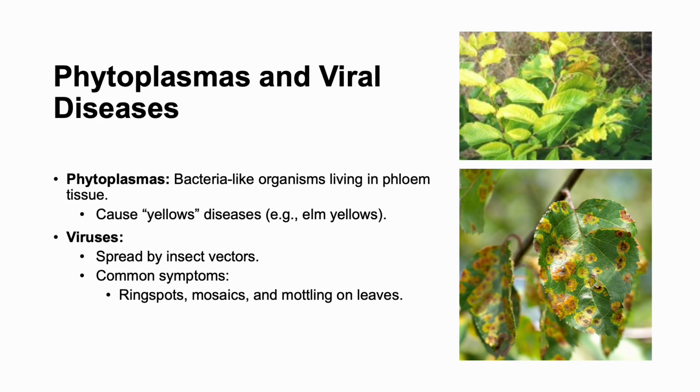Phytoplasmas are bacterial-like organisms that live in phloem tissue and cause yellows diseases, such as elm yellows. Viruses, on the other hand, are spread by insect vectors and can cause symptoms like ring spots, mosaics, and mottling on leaves. Unfortunately, viral diseases often lack effective treatment options, emphasizing the importance of prevention and vector control.